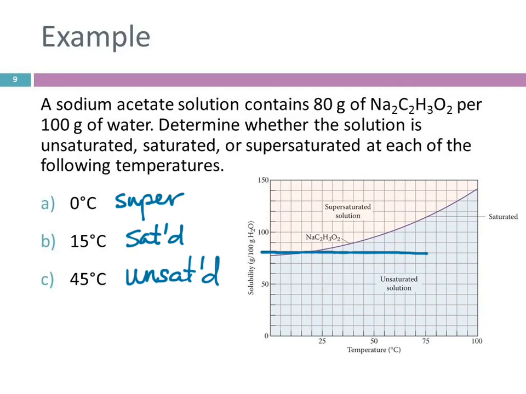Any questions? If the temperature is 45 degrees and we have 80 grams of sodium acetate, we could add some more and it would dissolve. If it's at 15 degrees Celsius, right there, if we add more, it will not dissolve. Here, if we add more, adding a crystal or disturbing that supersaturated solution in any way is going to wake it up, and it's just going to crystallize out.